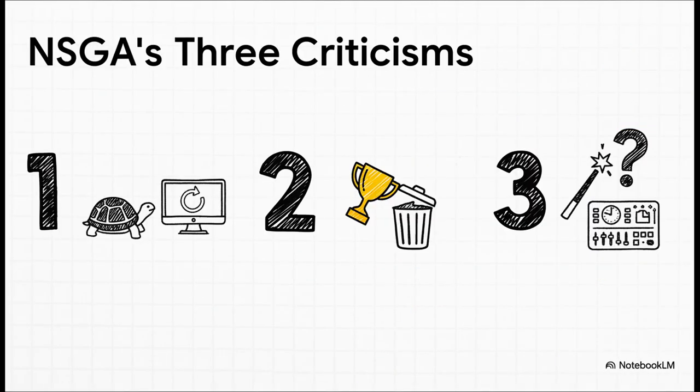So here are the three big problems with the original NSGA. First, it was just painfully slow. Its computational complexity was so high that if you threw a big problem at it, you'd be waiting forever. Second, it didn't have something called elitism. This meant it could find a fantastic solution, a real winner, and then, in the very next step, just accidentally throw it away. Poof, gone. And third, to make sure you got a nice variety of solutions, you had to tune this tricky magic number, a parameter that was almost impossible to get right.